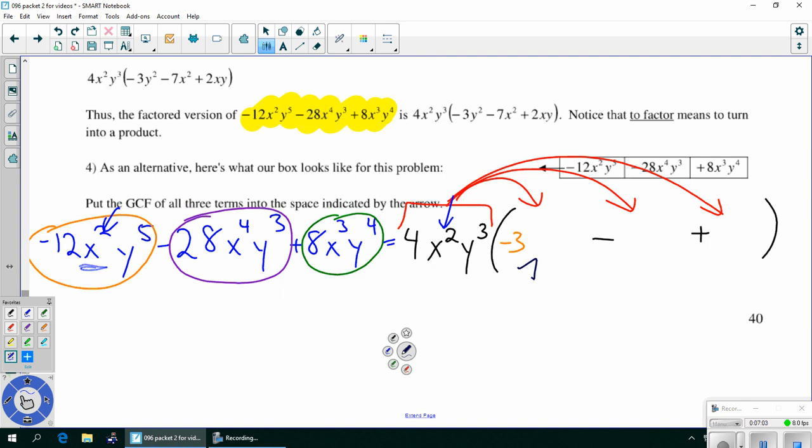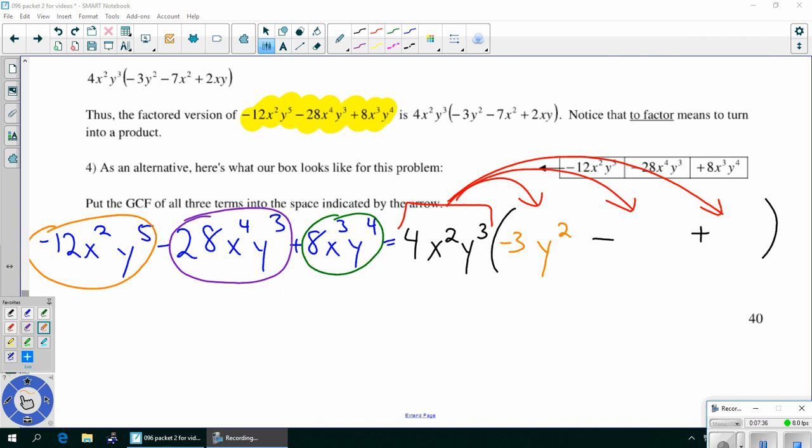Let's look at the y's. This y cubed multiplies by however many y's I put here, and it's supposed to give me y to the 5th. So y cubed times some number of y's gives me y to the 5th. Well, it's got to be 2 y's that I put inside of the parentheses. So that's going to be y to the 2. And as a quick check, indeed, if we multiply the 4x squared y cubed by this orange negative 3y squared, we get exactly what we have circled in orange in the front there.